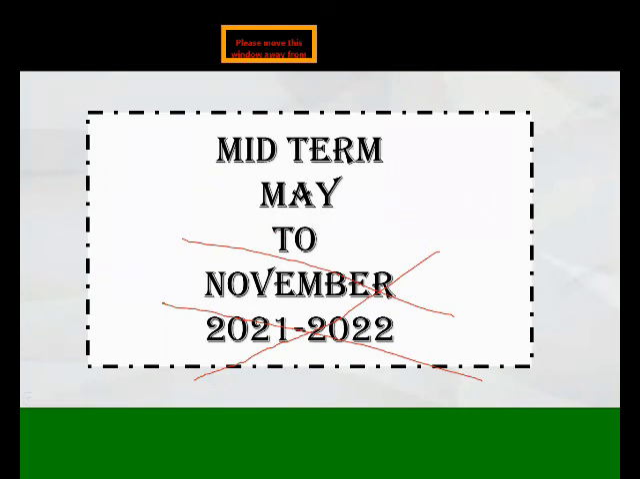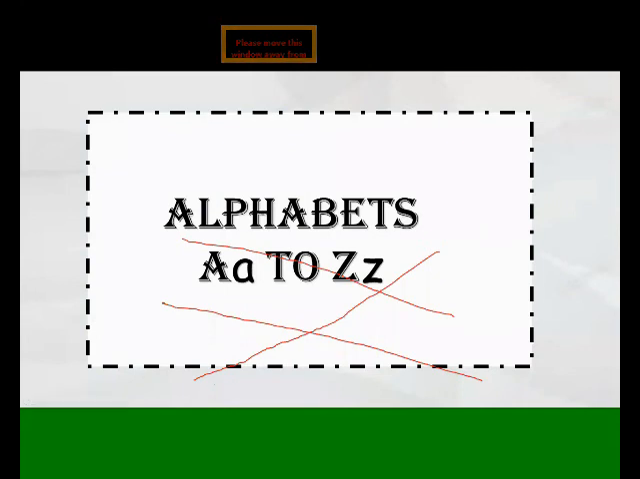Then after making the face sheet, you have to make the title page of midterm, May to November 2021 to 2022. You have to make the title page like this. Students, please take a screenshot of this title page. Next, you have to make the title page of alphabets A to Z, like this. Please take a screenshot of this title page.